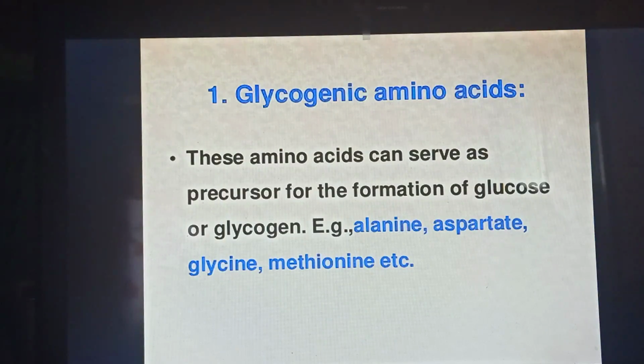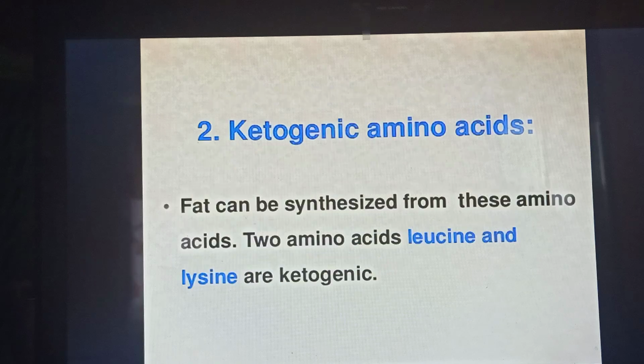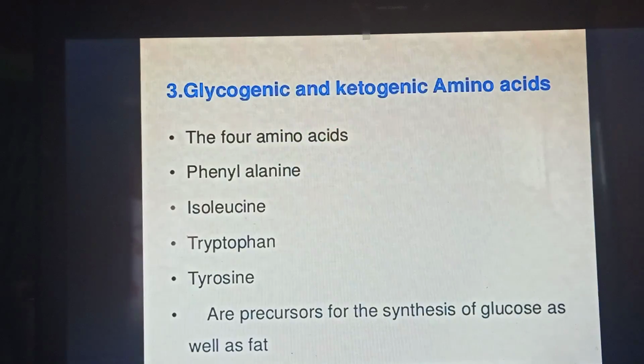Glucogenic amino acids serve as a precursor for the formation of glucose or glycogen. Example, alanine, aspartate, glycine, methionine, etc. Ketogenic: fats can be synthesized from these amino acids. Two amino acids, leucine and lysine, are ketogenic in nature. Glucogenic and ketogenic: four amino acids, phenylalanine, isoleucine, tryptophan and tyrosine, are the precursors for the synthesis of glucose and fat.